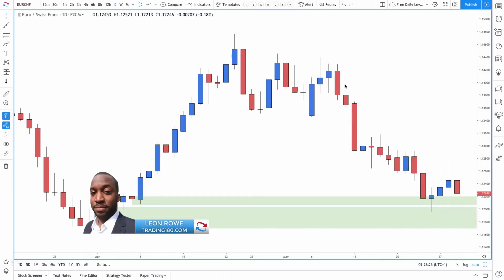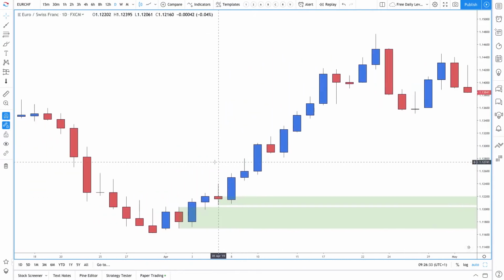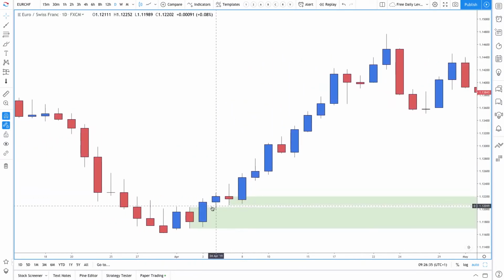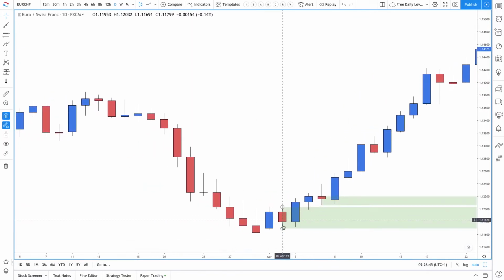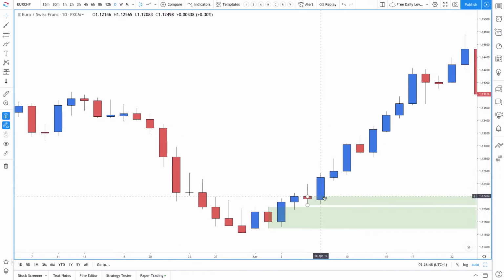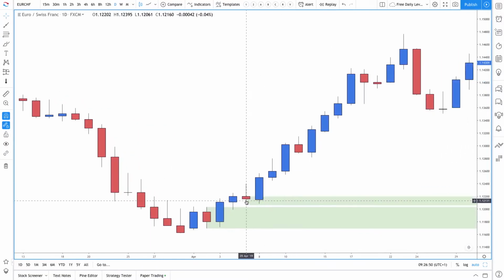In this video I'm going to be talking about why we draw demand zones and supply zones, but focusing on demand zones in the way that we do. What I mean by that is there are some traders out there, the majority of traders, that will draw demand zones from the wick high, from this wick high to this wick low. And I was asked by a trader why I draw my demand zone from the candle wick open to the wick low.